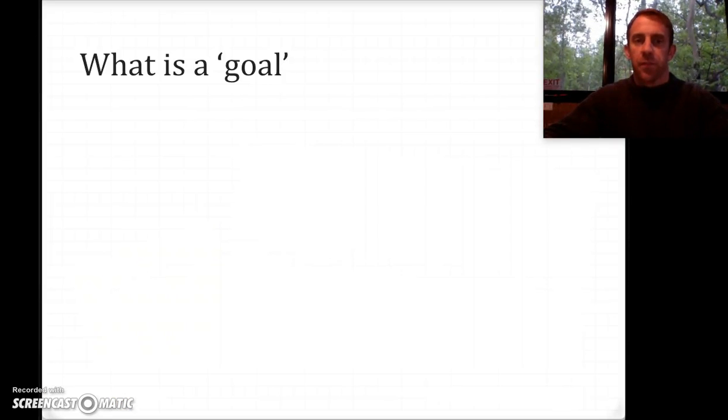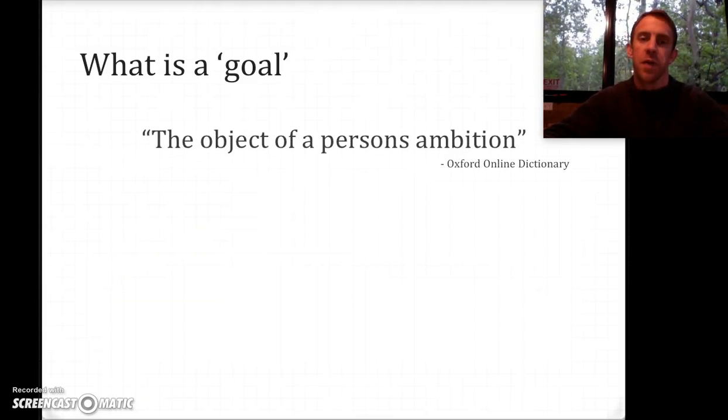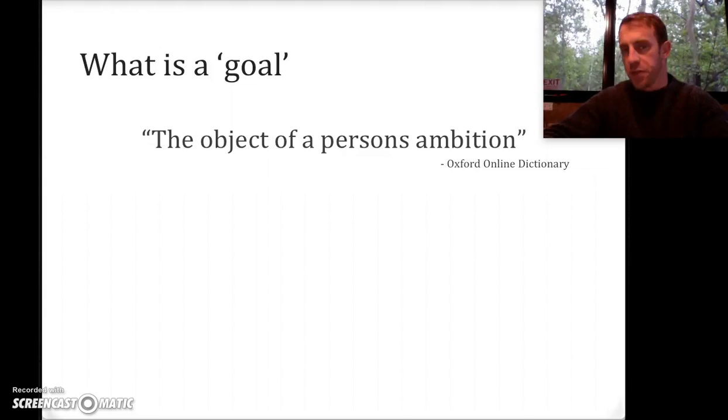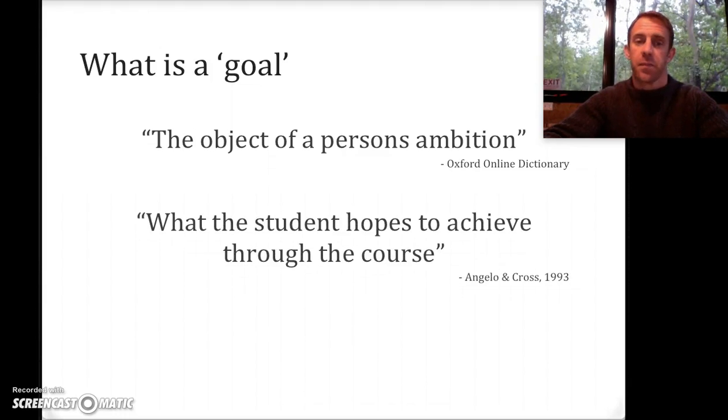So what is a goal? A goal, as defined by the Oxford Online Dictionary, is the object of a person's ambition. With regard to this particular technique, a goal is what the student hopes to achieve through the course.